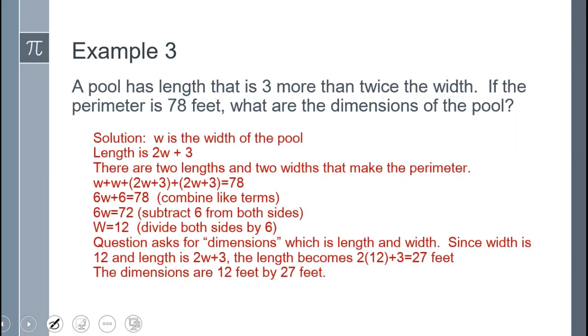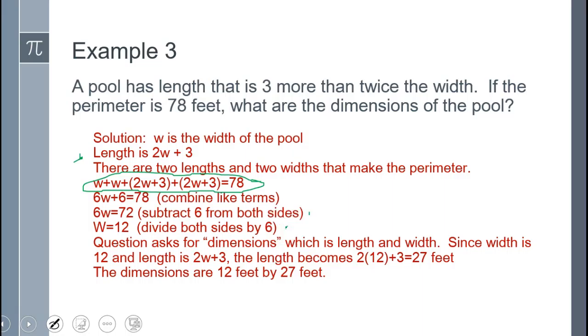So here's the solution. And you can see I labeled the diagram on the previous slide. W is the width, length is 2W plus 3. There are 2 lengths and 2 widths. So there's my 2 lengths and 2 widths added together. And I was told that the perimeter is 78, so those added together equals 78. Then I just solve this equation by combining like terms, subtracting 6 from both sides. And then that gives me W equals 12.